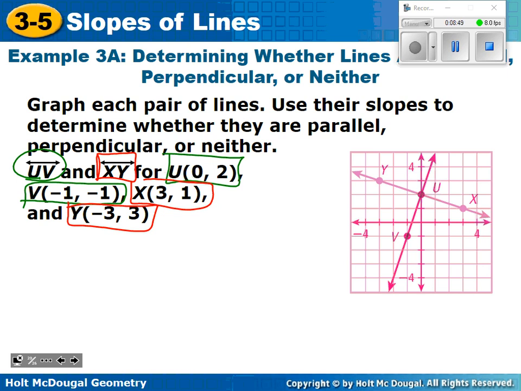So let's find the slope of UV first. Find the slope. Do you guys want to just count rise over run from U to V? All right. So what is my rise over run? Okay, so it's a +3/1, agreed? Okay, now let's do the slope for XY. What's the slope going to be from X to Y? X to Y, be careful.